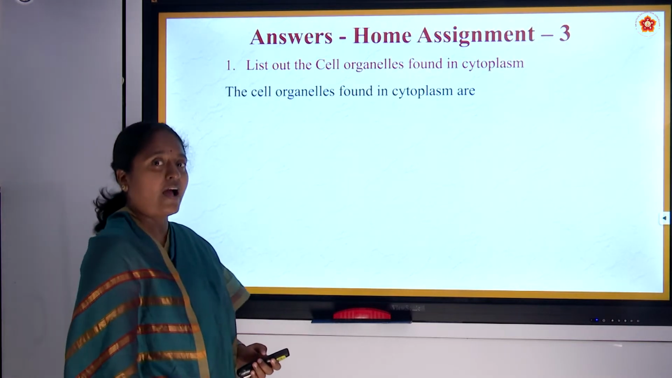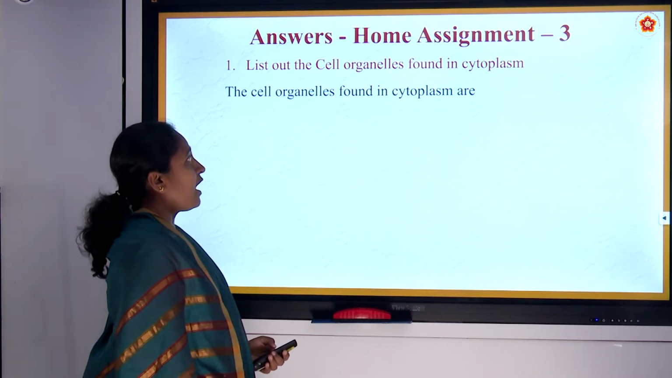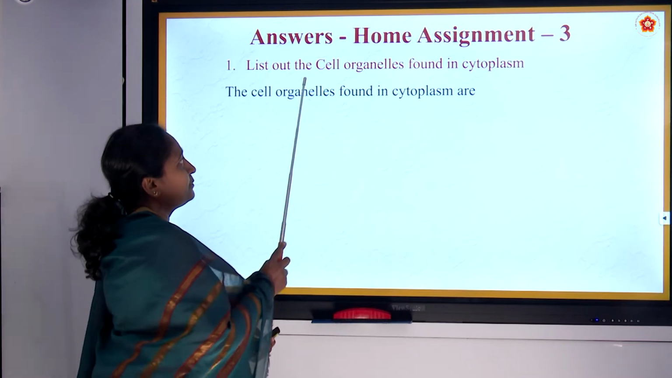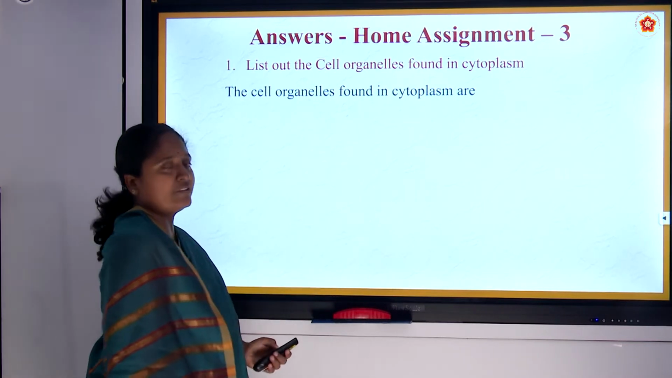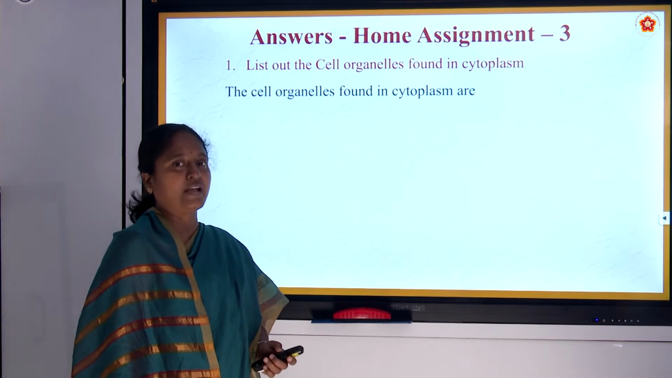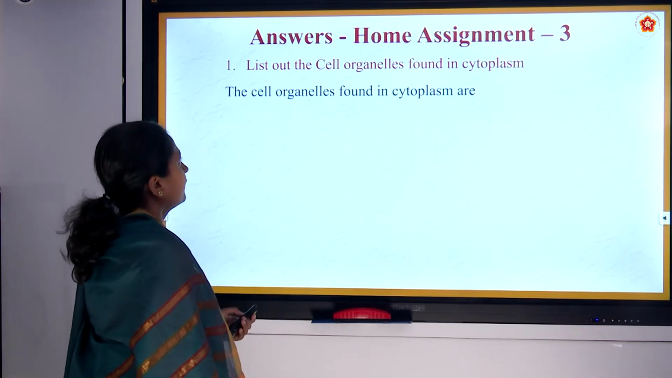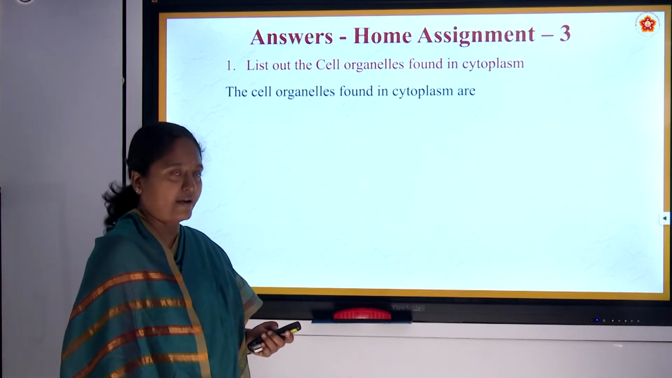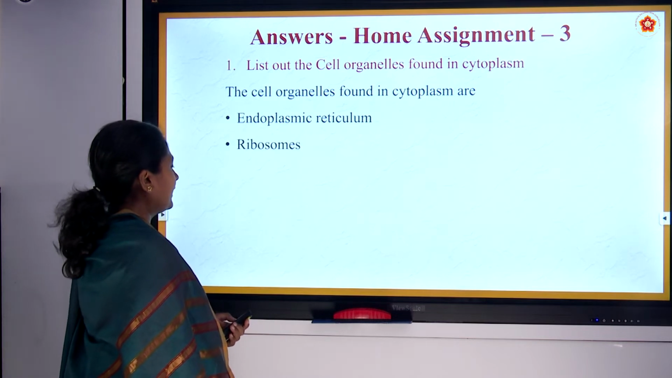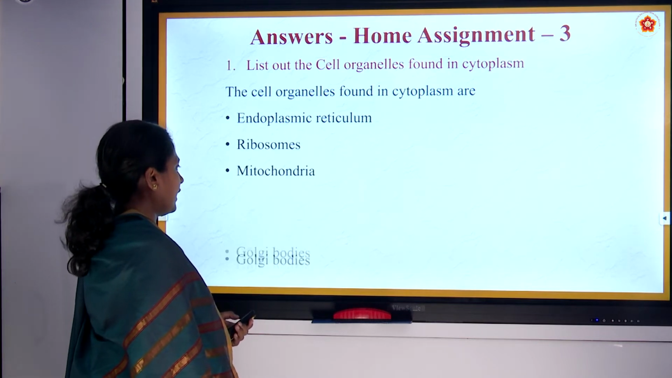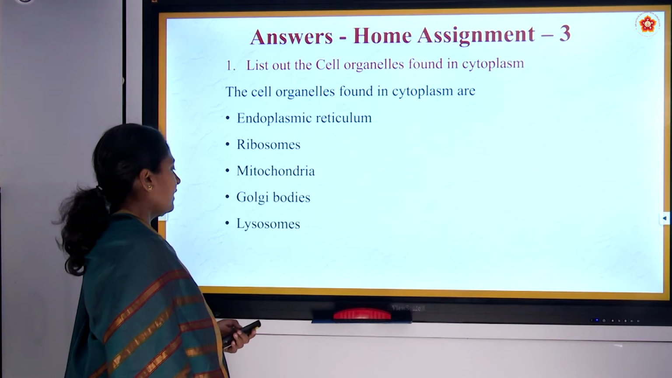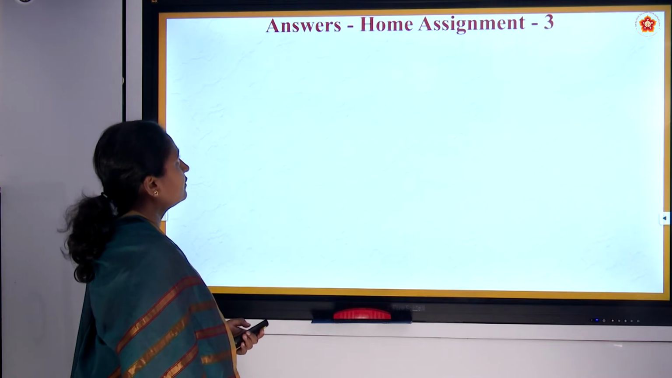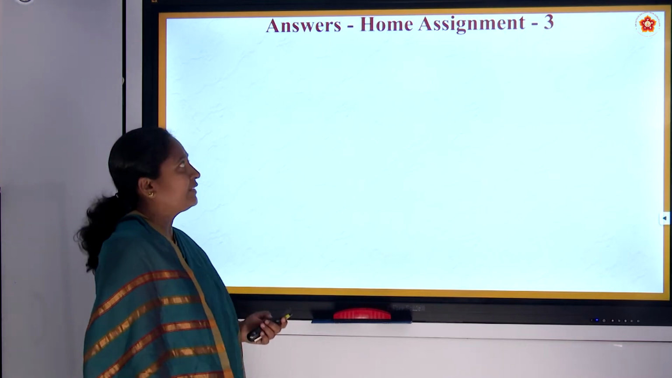The first question asked was, list out the organelles found in the cytoplasm. Here it is just mentioned the cell organelle, it is not mentioning whether it is plant or animal. So we have to list out all the organelles. The cell organelles found in the cytoplasm are endoplasmic reticulum, ribosome, mitochondria, Golgi bodies, lysosome, centrosome, vacuole. All those organelles we have already studied, right?